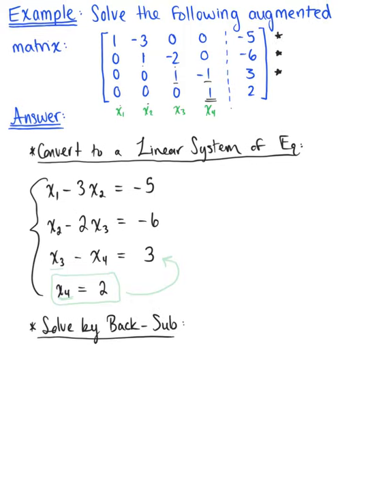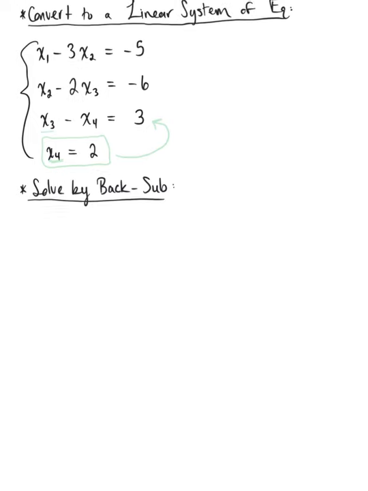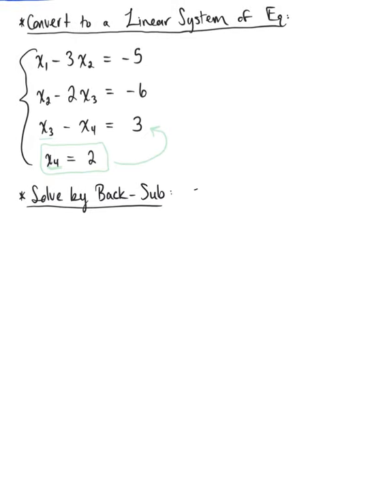And let's give ourselves plenty of room. So here we go. We are going to go ahead and let x sub 4 be 2, since that is given. And we're plugging this into equation 3. So this is going to leave us with x sub 3 minus x sub 4, so this will be minus 2, is equal to positive 3. And adding 2 to both sides, we see that x sub 3 is equal to 5.